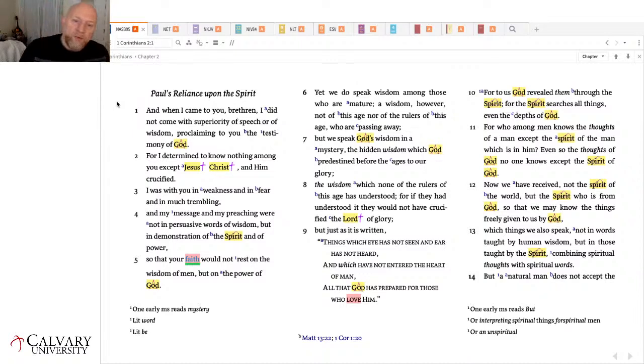He's talking about the way he taught versus the way some others taught. And he says this, "And when I came to you, brethren, I did not come with superiority of speech or of wisdom, proclaiming to you the testimony of God. For I determined to know nothing among you except Jesus Christ and him crucified. I was with you in weakness and in fear and in much trembling. And my message and my preaching were not in persuasive words of wisdom, but in demonstration of the Spirit and of power, so that your faith would not rest on the wisdom of men, but on the power of God."